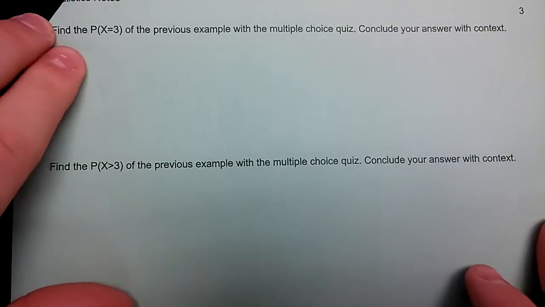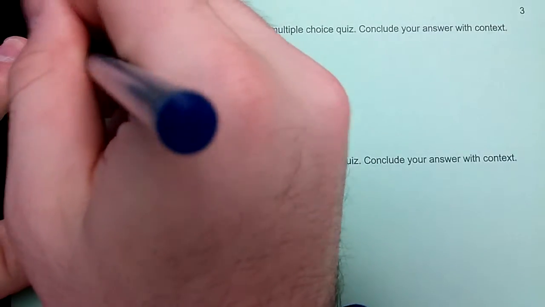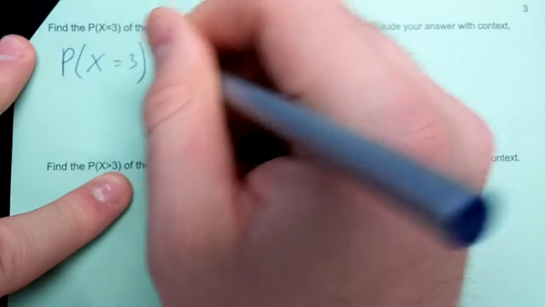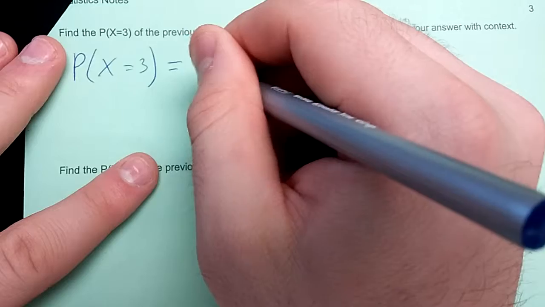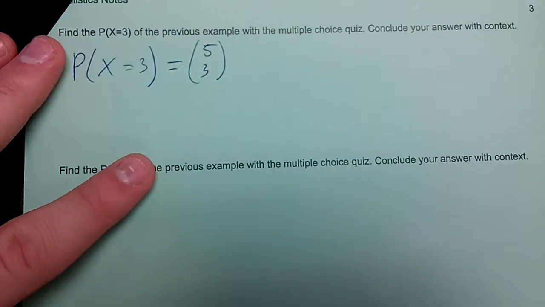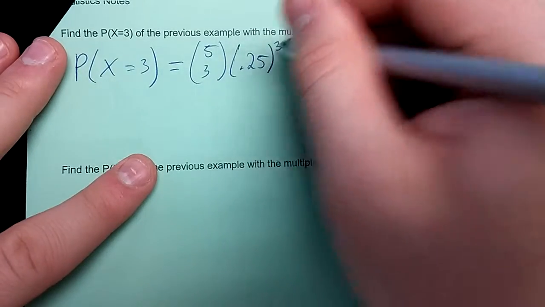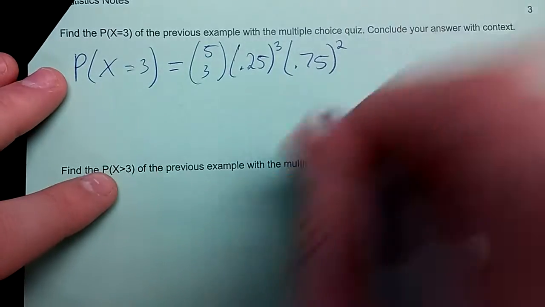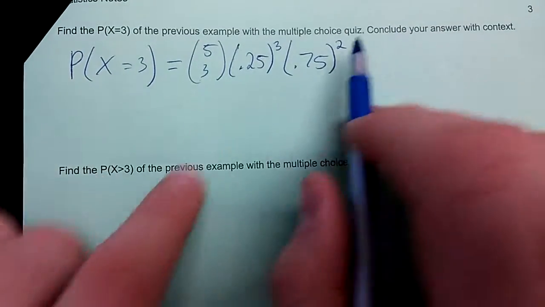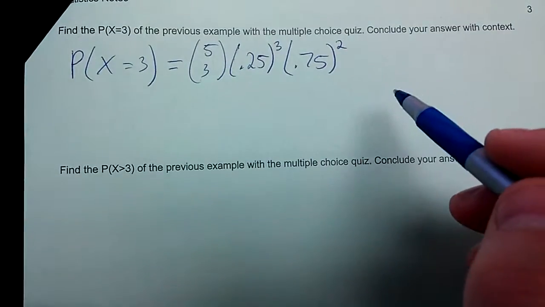So let's go back and recalculate for a different example, or a different probability. This is the same situation, probability of x equals 3 now. So my k value is now 3. So here's what it looks like. It's 5 choose 3 in the combinations. The probability of success is 0.25. And there are 3 successes. The probability of failure is 0.75. And there are 2 failures. If there are 3 successes, there are 2 failures because 3 plus 2 must add up to 5. The number of total trials.